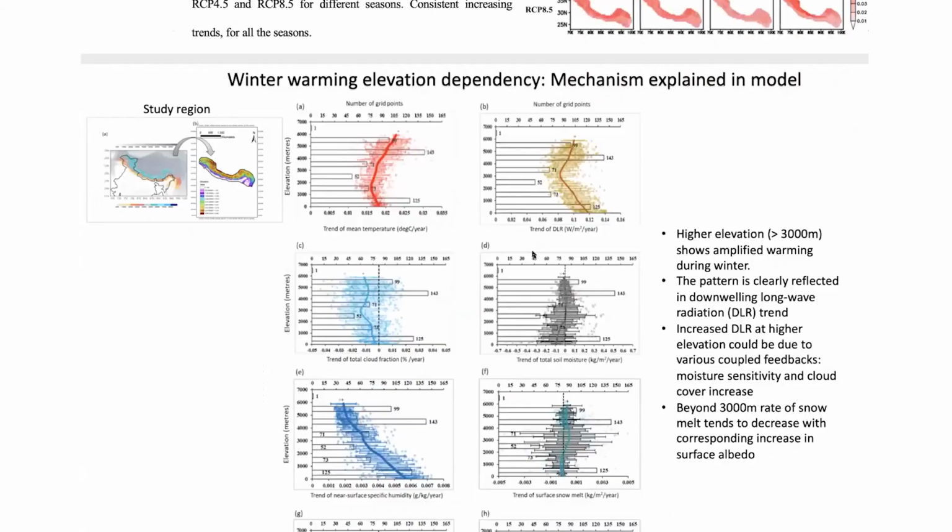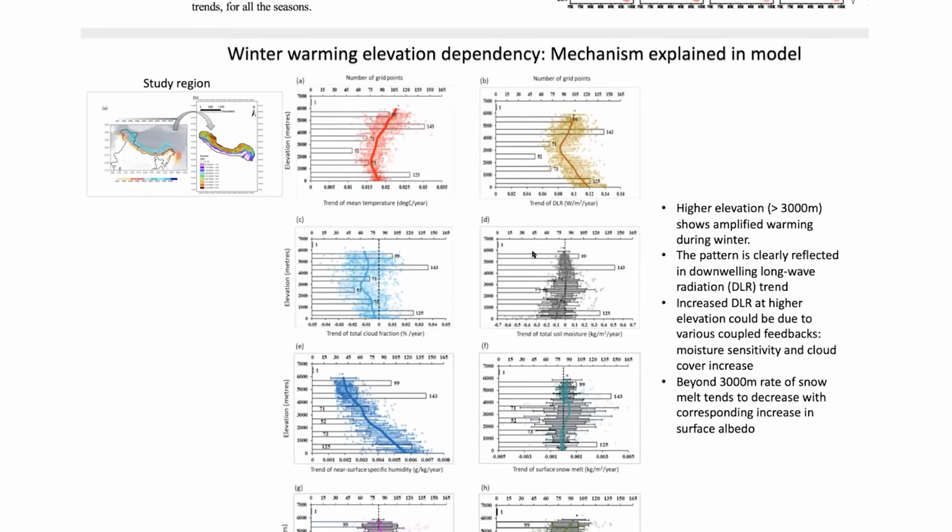And then winter warming elevation dependency mechanism, we have looked at how the winter warming is more in the higher elevation. If you look at the trend of mean temperature, here we found that the mid elevation in particular acts as a threshold when we are trying to understand the Himalayan moisture and temperature distribution. In the case of mid elevation, we find the characteristic above the mid elevation is entirely different than below it. And that mid elevation, roughly, is somewhere between 3,000 meters and 3,500 meters in the Himalaya.